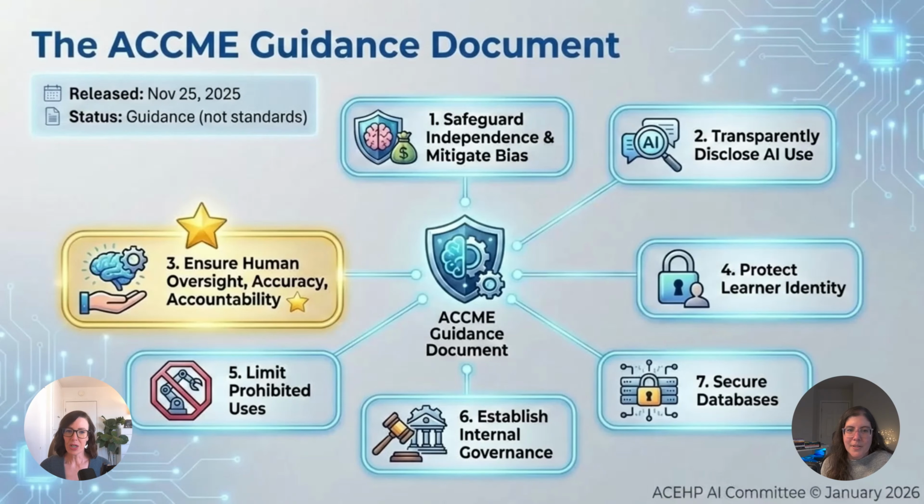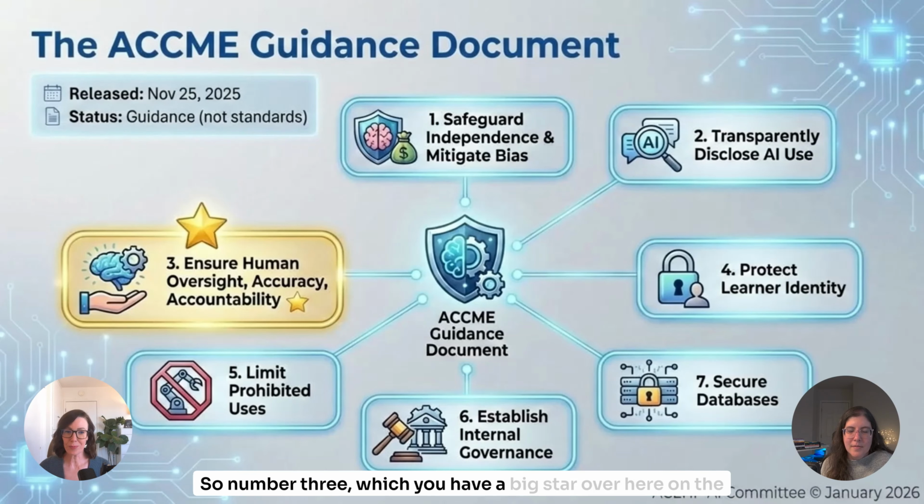So, number three, which you have a big star over here on the screen for folks who are just listening and not watching, is ensure human oversight, accuracy, and accountability. So, why does this one have a big star over it, Nuria?